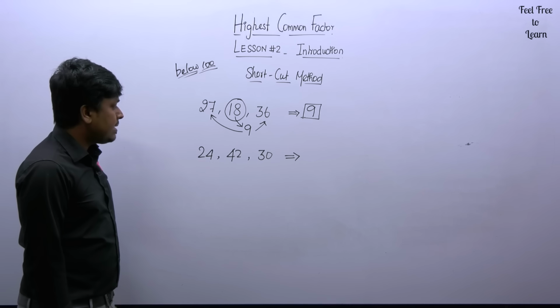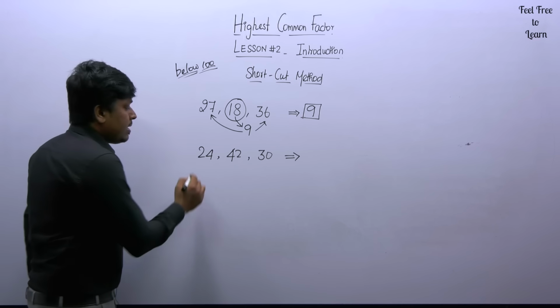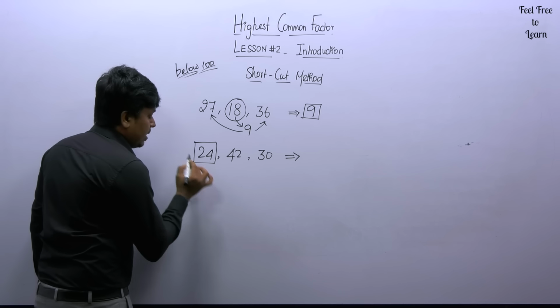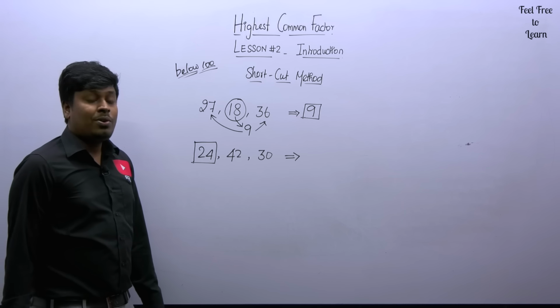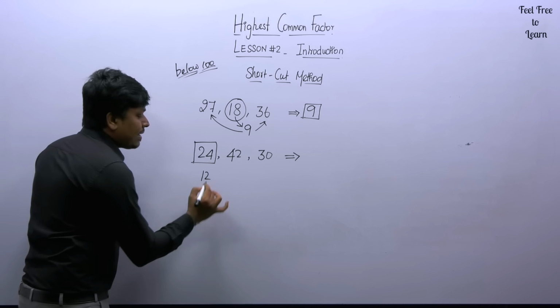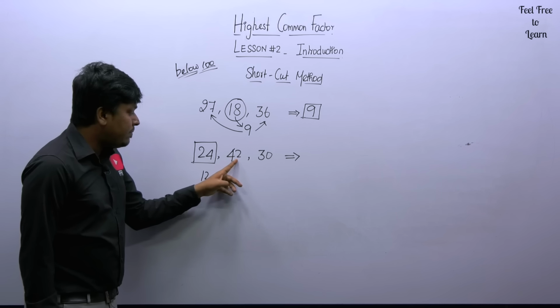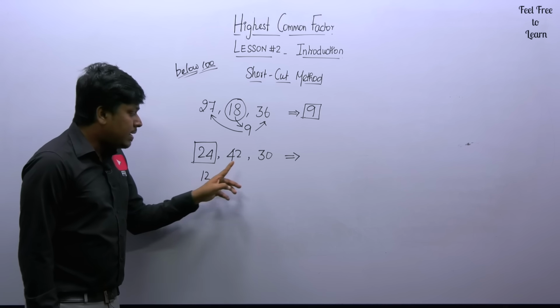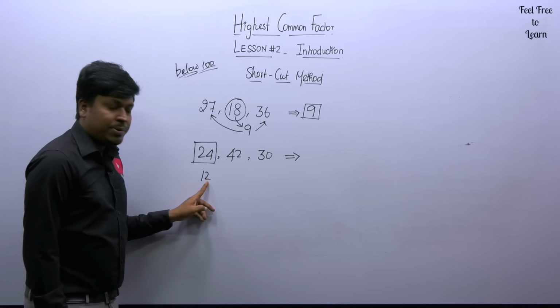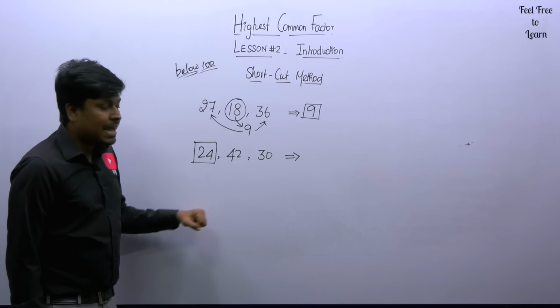So let me take another example. 24, 42, 30. Which is the smallest number here? 24 is the smallest. Now we need to check what all the factors of 24 are. So 12 is a factor of 24. Yes or no? Highest number 12. Whether we can divide 42 by 12? No. We can't divide 42 by 12. So we can't say that 12 will be the HCF.